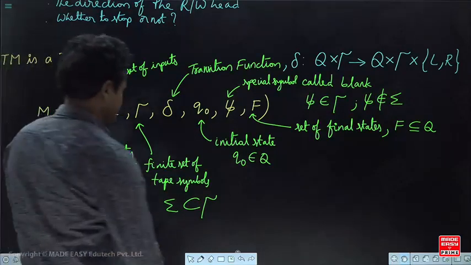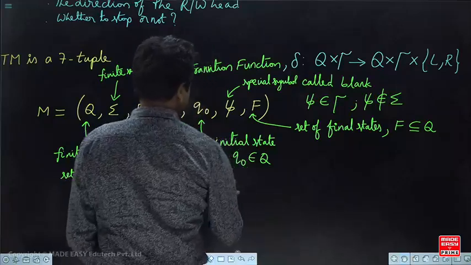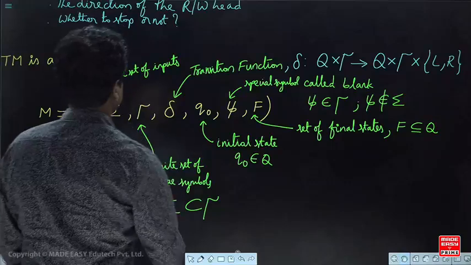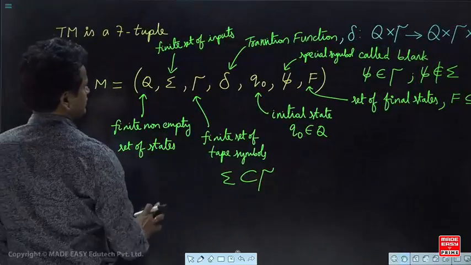Okay, next. Q cross tau into Q cross tau. Okay, done.